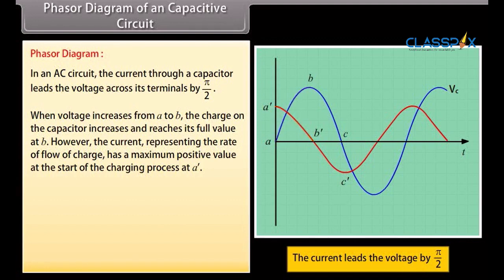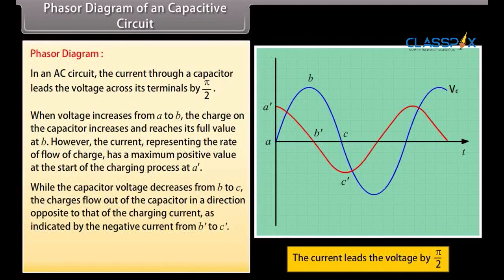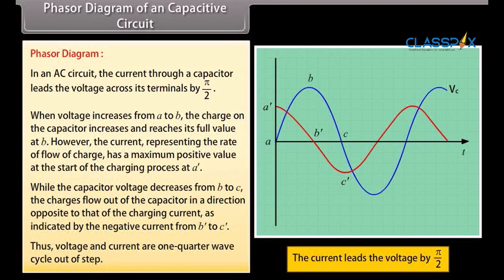the charging process at A', while the capacitor voltage decreases from B to C. The charges flow out of the capacitor in a direction opposite to that of the charging current, as indicated by the negative current from B' to C'. Thus, voltage and current are 1/4 wave cycle out of step.